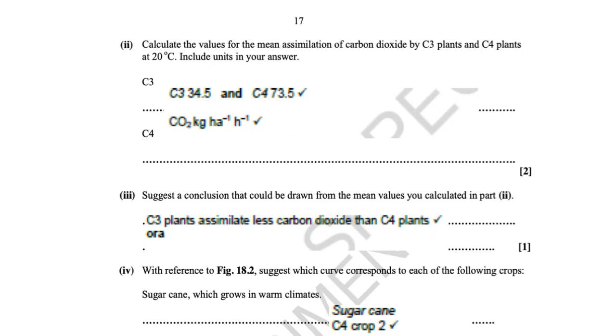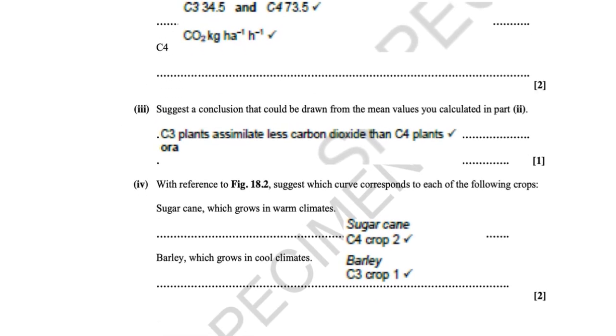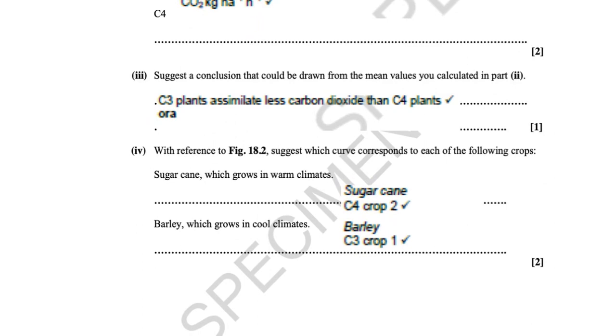Then it says suggest a conclusion that could be drawn from the mean values: that C3 plants assimilate less carbon dioxide than C4. Then it asks you to refer to that table and suggest which curve could correspond to the following crops. So sugarcane, which you grow in warm climates, you'd expect to see as a C4 plant. And then barley, which grows in cool climates, you'd expect to see as a C3 plant.